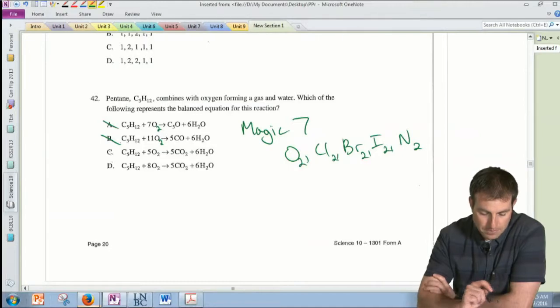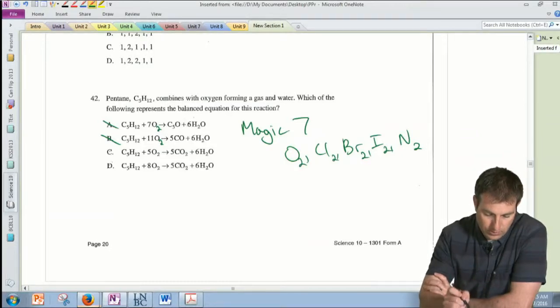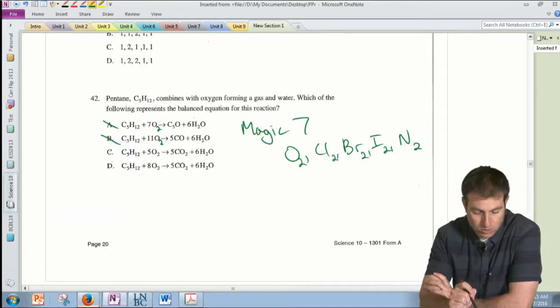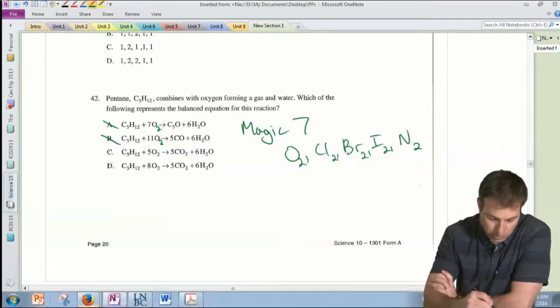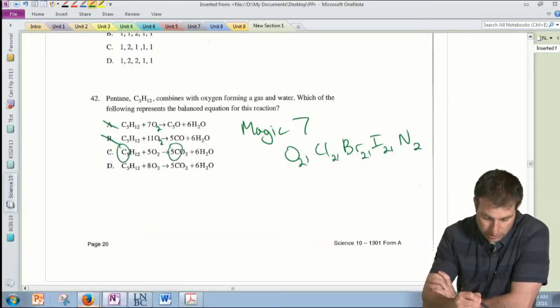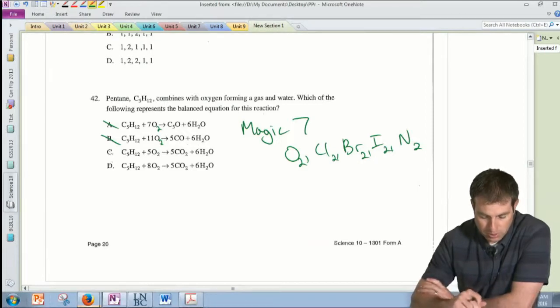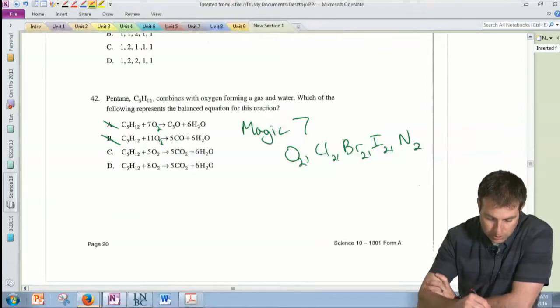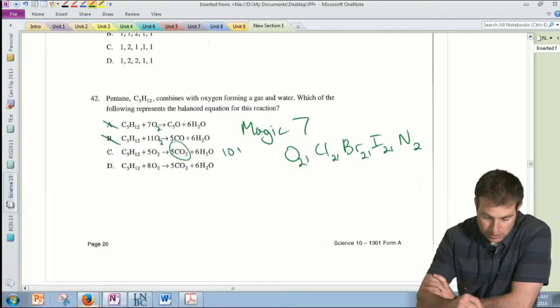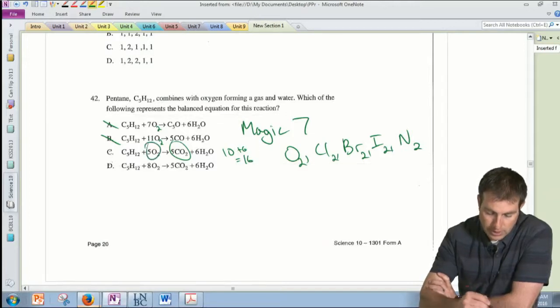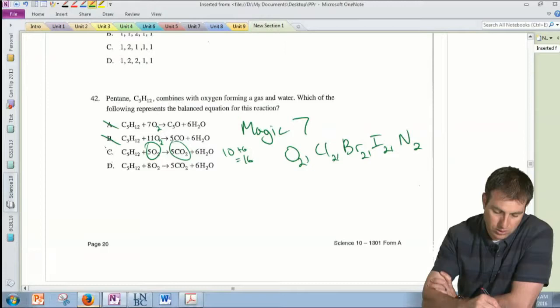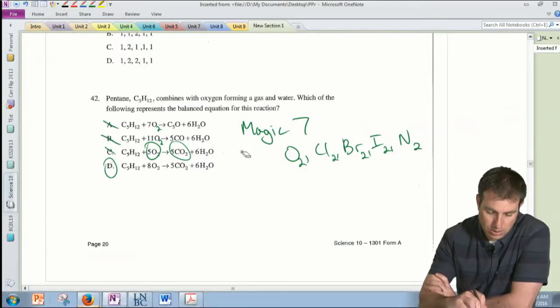Now, it's asking us to balance. So I can count, and maybe I'll start with carbon. I see 5 carbons here, 5 here. That looks good. With combustion type reactions, you're going to end up with oxygen being a problem. Oxygens, I have 5 times 2 is 10, plus another 6 is 16 oxygens. But on this side, I only have 5 oxygens, so it's not C. It has to be D.